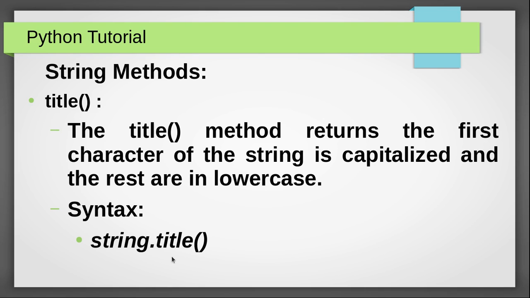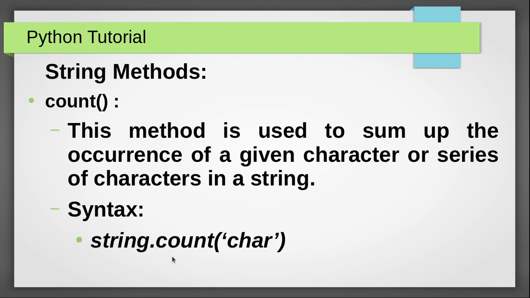So the syntax is string dot title. And then the next method is count. This method is used to sum up the occurrences of a given character or series of characters in a string. So string dot count, and it takes an argument chr, that is a character or series of characters.